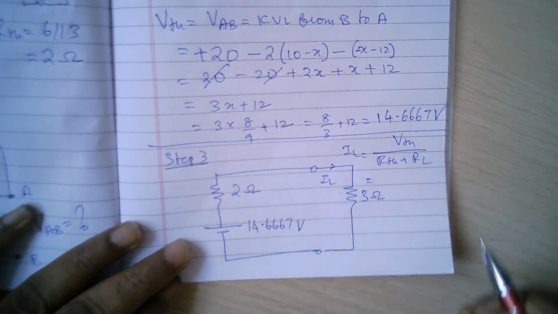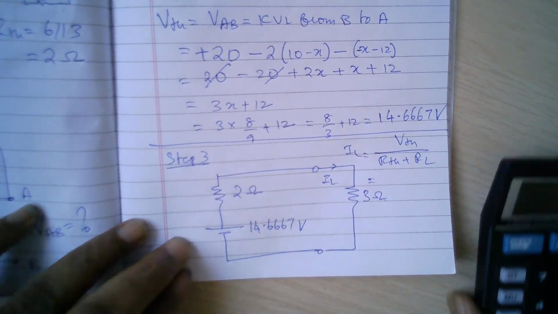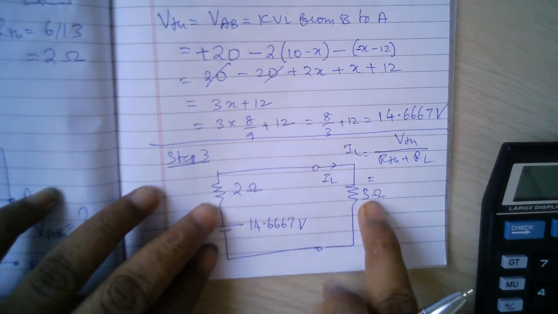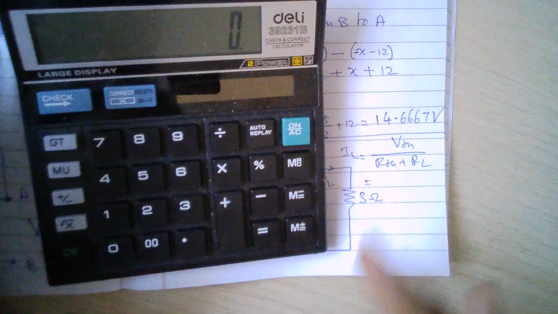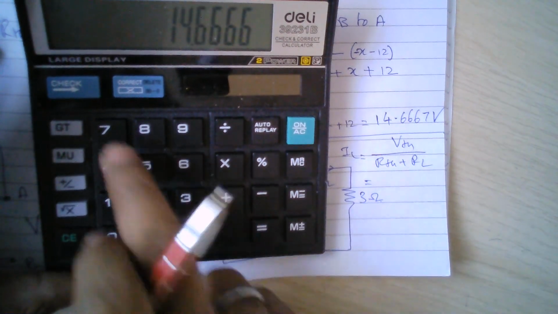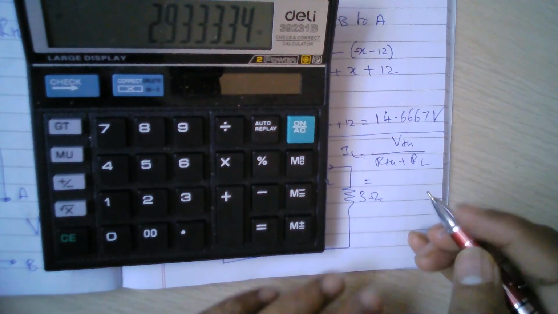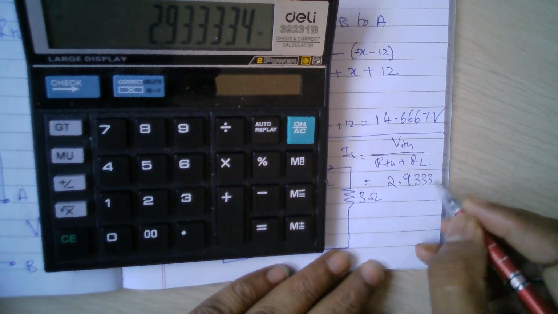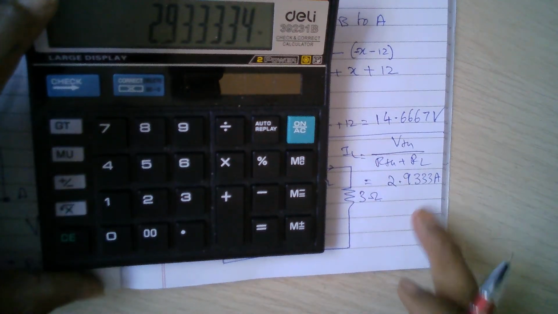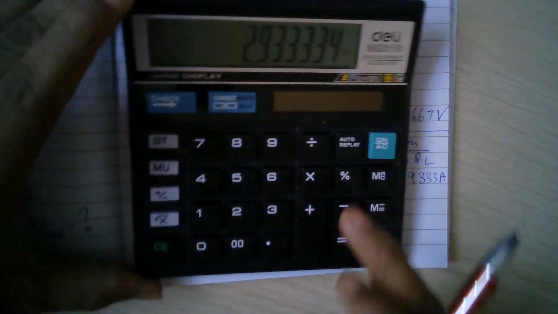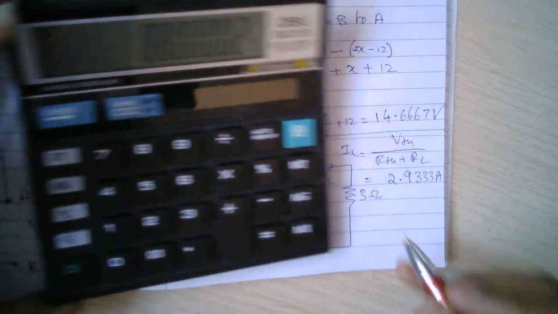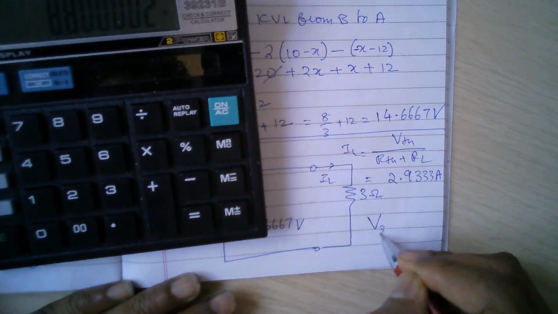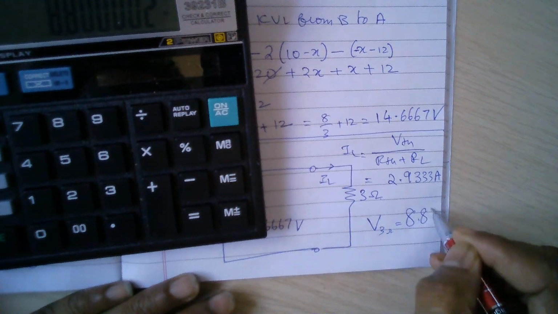So 2 plus 3 is 5. Simply 14.66667 divided by 5. So I'm getting 2.9333 amperes. And what is the voltage drop across the 3 ohm resistance? Nothing but into 3. So I'm getting 8.8 volts. So V across 3 ohms is nothing but 8.8 volts.